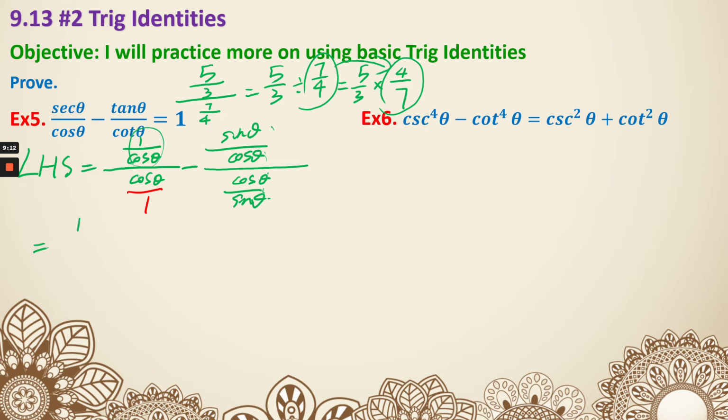Top is the first fraction, so 1 over cosine, and it's dividing by this cosine theta over 1, so I'm going to flip it, so I have the reciprocal, so times 1 over cosine.